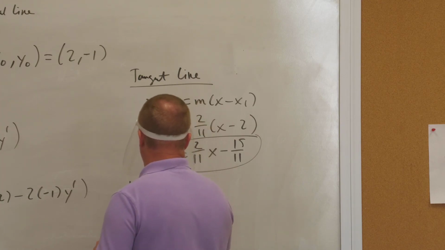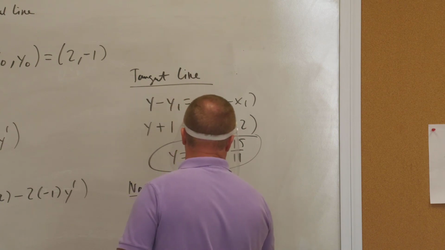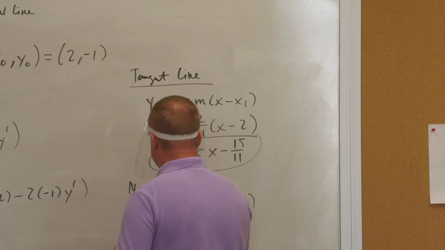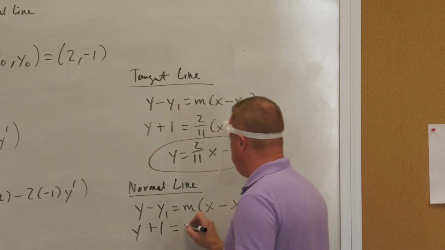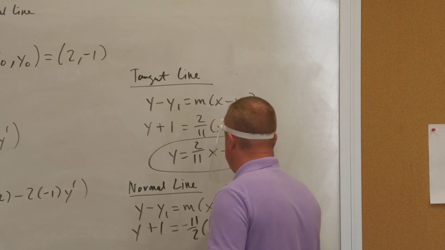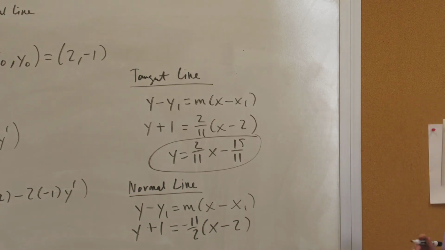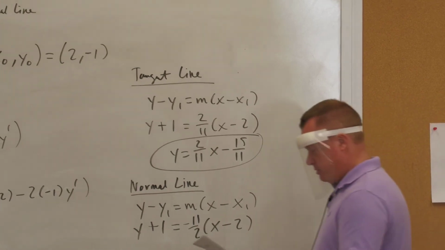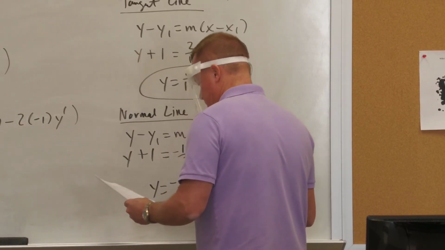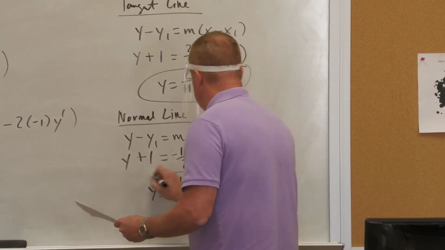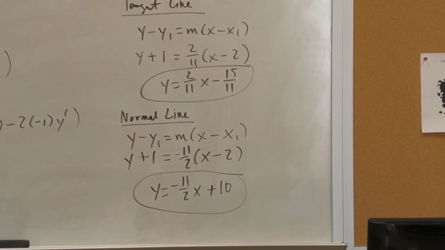So, normal line, I would again start with point slope form. Same point, so I got y plus 1 equals, for the slope though, I'm going to put negative 11 over 2, and then x minus 2. Okay. Again, do your algebra there, and you will get y equals negative 11 over 2 x plus 10. That would be your normal line there. Okay. Questions about that?